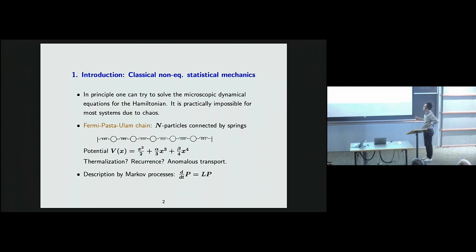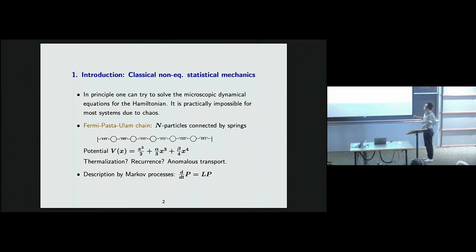One very famous and important example in this direction was the so-called Fermi-Pasta-Ulam chain. This is an N-particle system connected by springs with the potential given this way. When alpha and beta are 0, this is just a harmonic potential. So then, of course, the dynamics of these N particles is very simple. This can be solved by Fourier analysis, and the general motion of the system is just a linear superposition of the so-called normal modes, right?